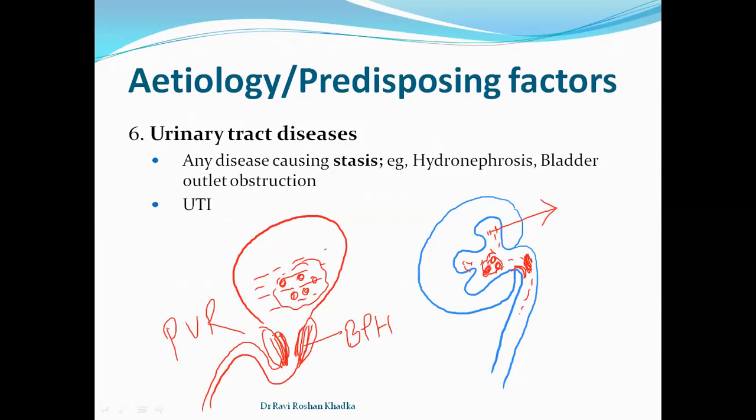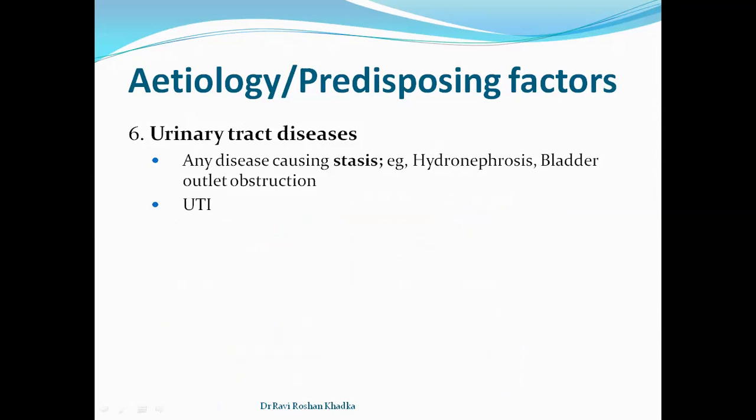Similarly, UTI is very important in stone formation. Basically, whenever there is infection of the urine by a urea splitting bacteria like Proteus, they break the urea, they split the urea into ammonium compound. The urea is split into ammonium compound by bacteria, mainly Proteus, that is a urea splitting bacteria.